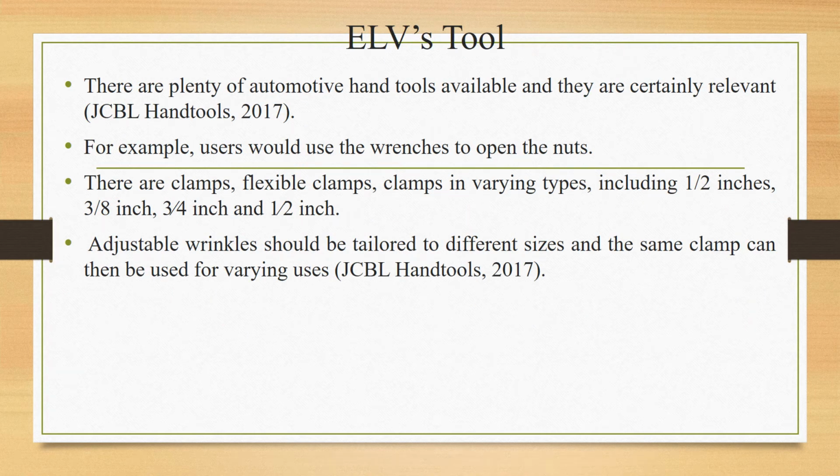For ELV, there are plenty of automotive hand tools available and they are certainly relevant, by JCBL hand tools in 2017. For example, a user would use a wrench to open a nut. There are flexible clamps in varying types, including 1/2 inch, 3/8 inch, 3/4 inch, and 1/2 inch.